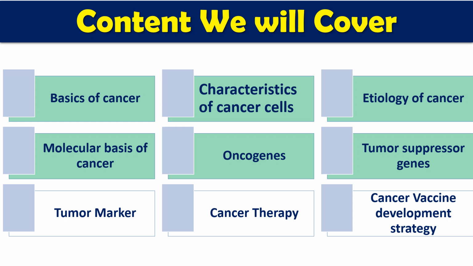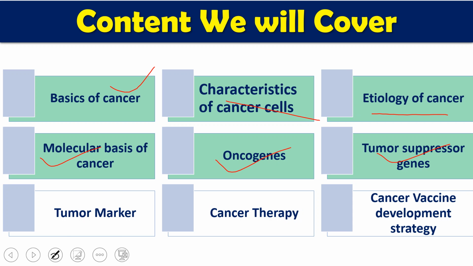Today we are going to talk about another topic of cancers, and we are going to talk about tumor markers. We have already talked about basics of chemistry, characteristics of cancer cells, and etiology of cancers. We have already finished molecular biology of cancers, where we talked about oncogenes and tumor suppressor genes.